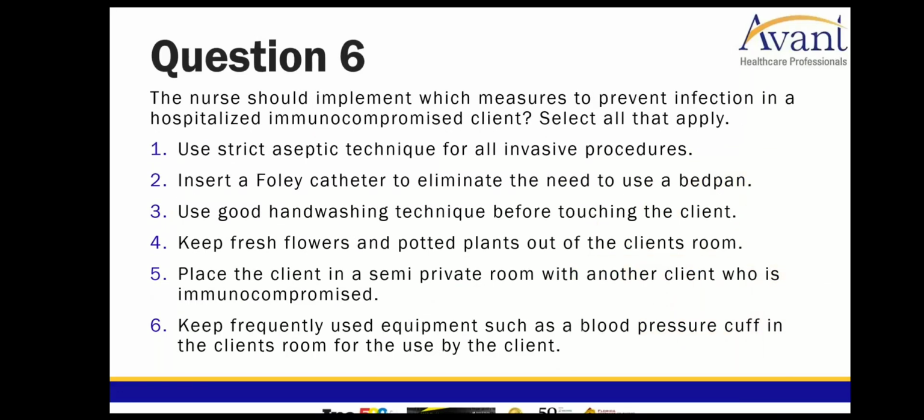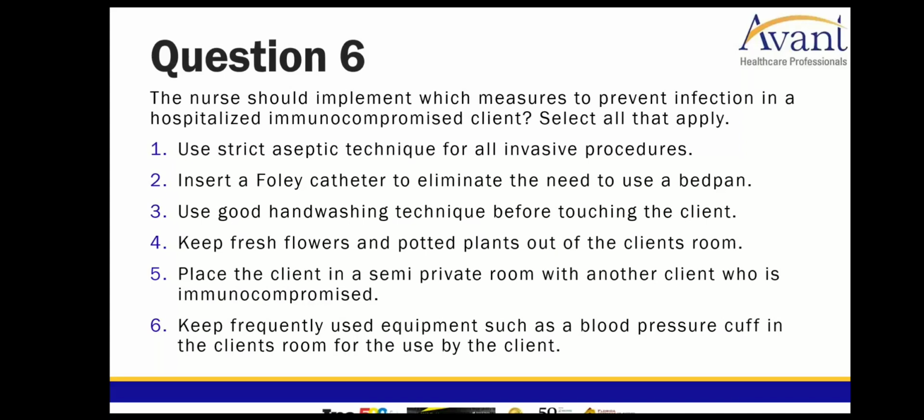How about this one? The nurse should implement which measures to prevent infection in a hospitalized immunocompromised client? Select all that apply. 1, use strict aseptic technique for all invasive procedures. 2, insert a Foley catheter to eliminate the need to use a bedpan. 3, use good hand washing technique before touching the client. 4, keep fresh flowers and potted plants out of the client's room.